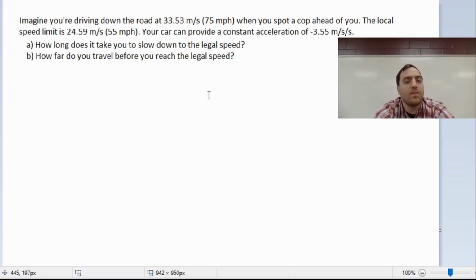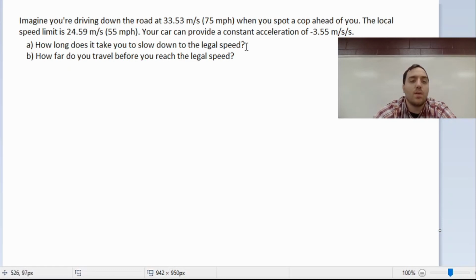Imagine you're driving down the road at 33.53 meters per second, that's about 75 miles per hour, when you spot a cop ahead of you. The local speed limit is 24.59 meters per second, about 55 miles per hour. Your car can provide a constant acceleration of negative 3.55 meters per second squared, which means that you can slow down at that rate. How long does it take you before you slow down to the legal speed, and how far do you travel before you reach legal speed?